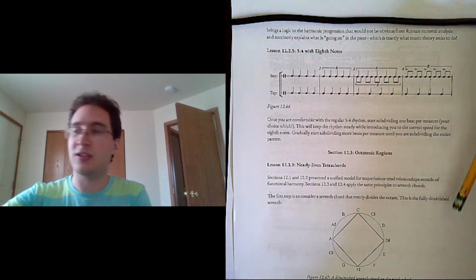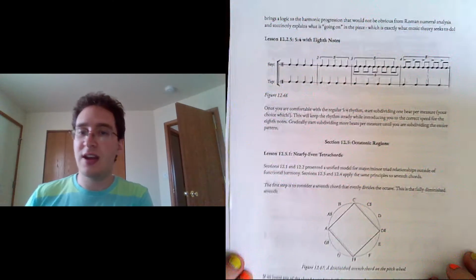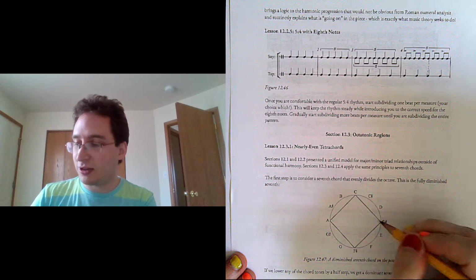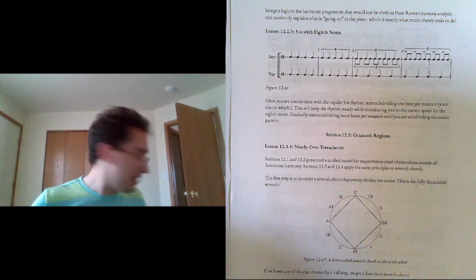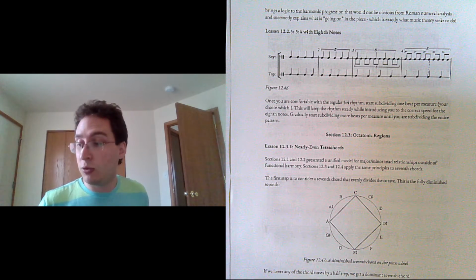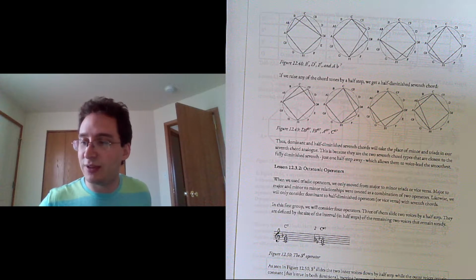We started from the augmented triad when we were in triad world. Now we're in seventh chord world. So as we've discussed earlier, that would just be your fully diminished seventh. If we lower any of the chord tones by a half step, we get a dominant seventh chord.